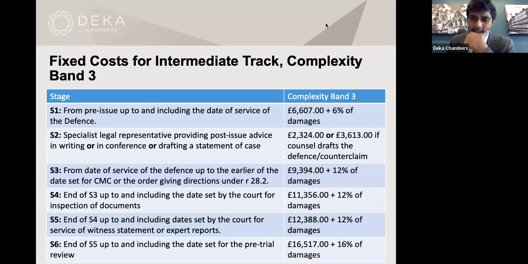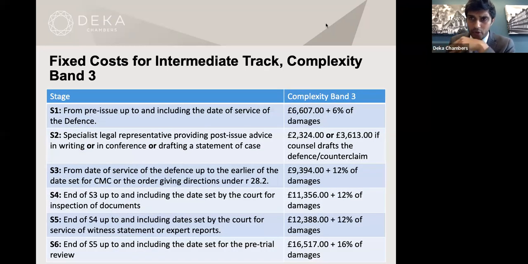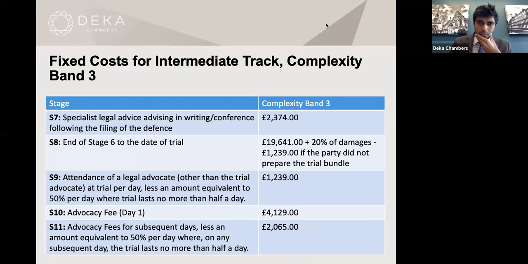So here is the table for fixed costs for intermediate track complexity band 3. I'm not going to go through this in great detail, but I'm going to go through a number of scenarios. The main focus of this is that the costs are much lower than what you would normally get if you're acting for the multi-track. And so, as I'll explain later, there are certain issues that claimant and defendant practitioners need to take into account when advising a client.